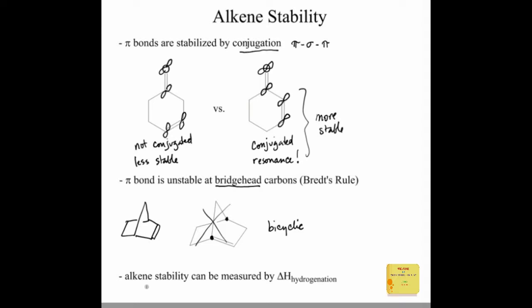Now this alkene stability can be measured. This is something that we can find some evidence for, the various rules that we're looking at, by doing a reaction called hydrogenation and measuring the heat of that hydrogenation. We're going to be talking about that in our next lecture, since it's one of the many reactions that alkenes can undergo.